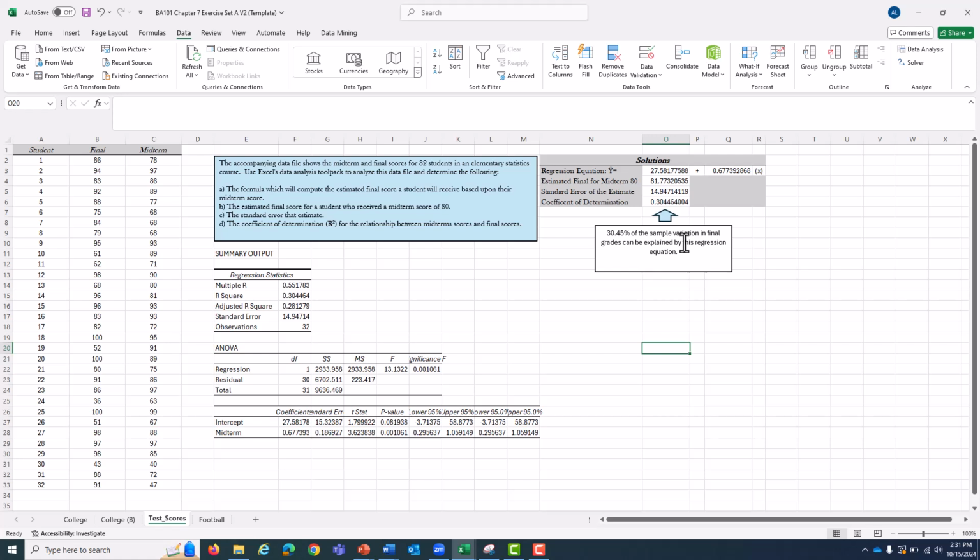Is that a bad number? Not really. It's not a great number. If it was 90%, I'd be feeling really confident in this case. But 30% is not insignificant. It's a definite reason for final grades going up.